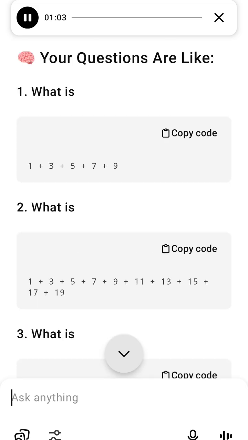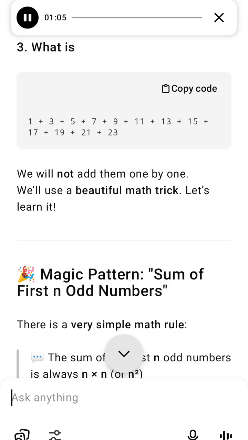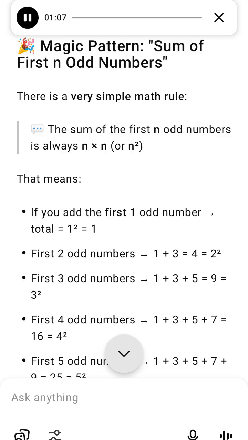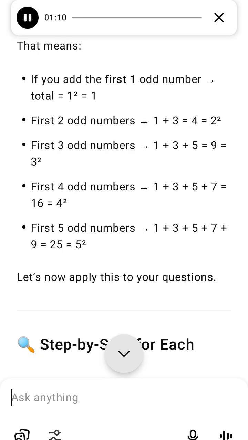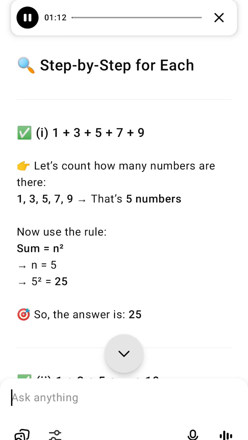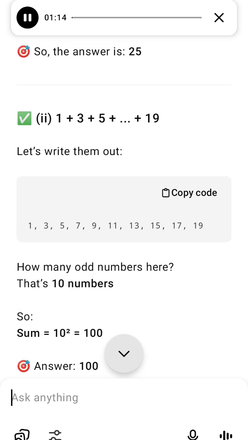Why does this rule work? Let's understand why the sum of the first n odd numbers is n squared. Let's try some examples. First one odd number: 1, sum equals 1, which is 1 squared. First two odd numbers: 1 plus 3 equals 4, and 2 squared equals 4. First three odd numbers: 1 plus 3 plus 5 equals 9, and 3 squared equals 9. First four odd numbers: 1 plus 3 plus 5 plus 7 equals 16, and 4 squared equals 16.